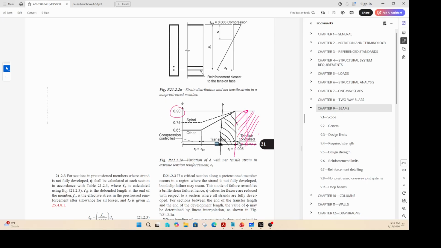But if your strain is less than 0.005 but greater than 0.004, then you are in a region called the transition region. Transition region is actually from here to here, but since for a beam you are not allowed to have anything here, let's talk about the scenario only when your epsilon t is greater than or equal to 0.004. So if your strain falls here, less than 0.005, greater than 0.004, then you have to go here and then interpolate. Now how do you interpolate?